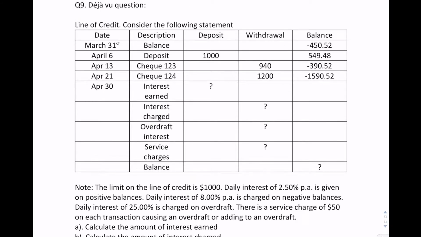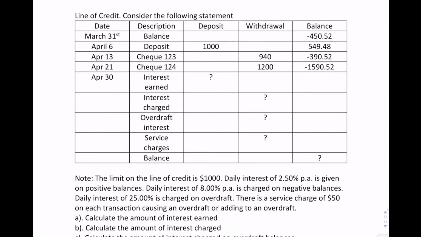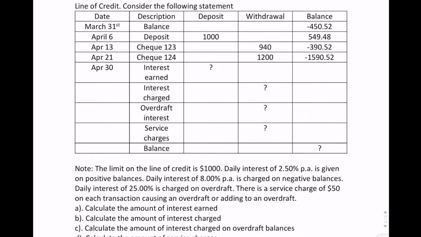Okay, so question 9. This is a line of credit question. We have a statement, and they give us all of this information. Before going into the table, I'm going to take a look. The limit on the line of credit is $1,000.